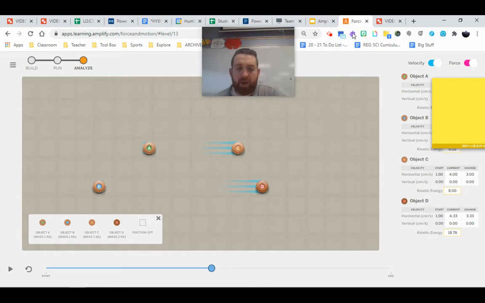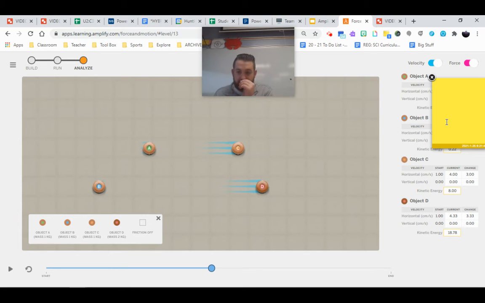All right, so in this collision, we're going to point out a few things. Number one, we built and ran the simulation, and we're currently analyzing a collision that happened between our two sets of objects. What you need to know is object A collided with object C, and object B collided with object D. I know it doesn't necessarily say that, but that's what happened during the collision. Objects A, B, and C all have the same mass of 1 kilogram, and D has a mass of 2 kilograms.